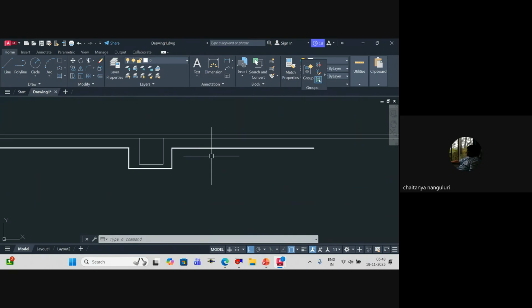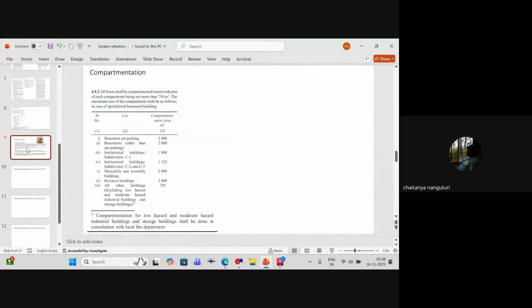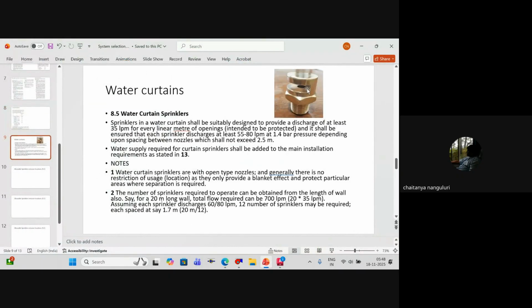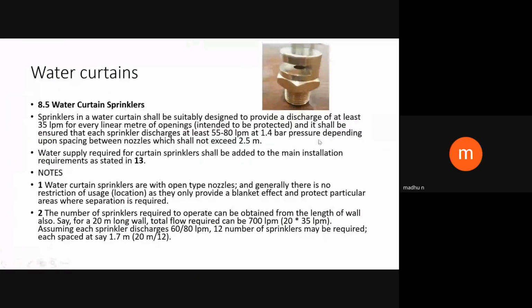While installing the water curtain nozzles, your nozzles will be something like this. You can see the image on the top. That is nothing but your water curtain nozzle, or water curtain open sprinkler, as we can also call it. There's one more type, which is the open sprinkler, that we use for text line. But generally this is your water curtain nozzle. So whenever you have this water curtain nozzle, it is simple.